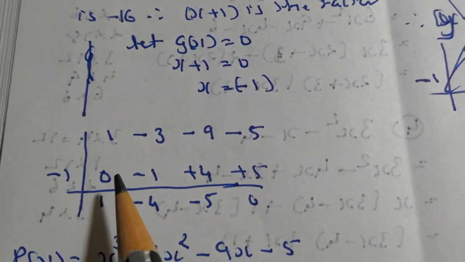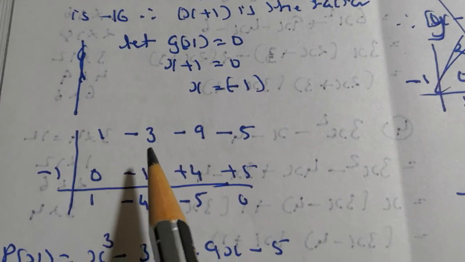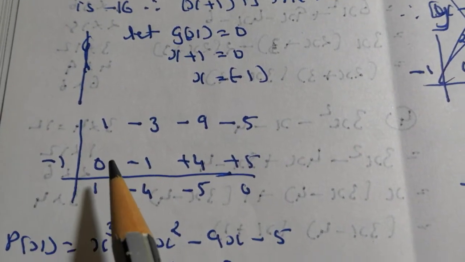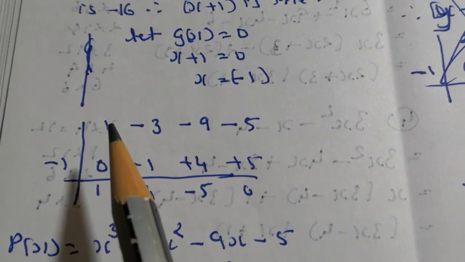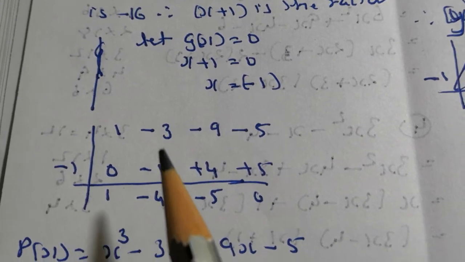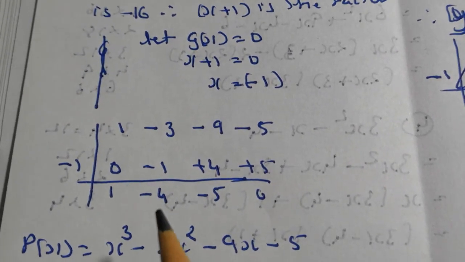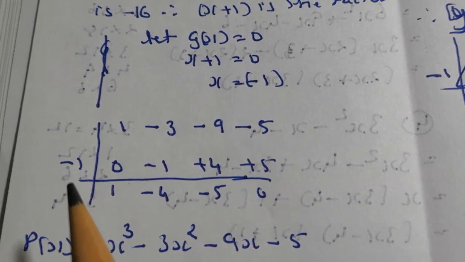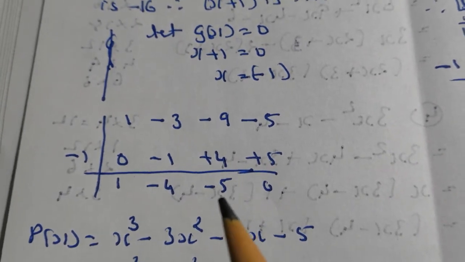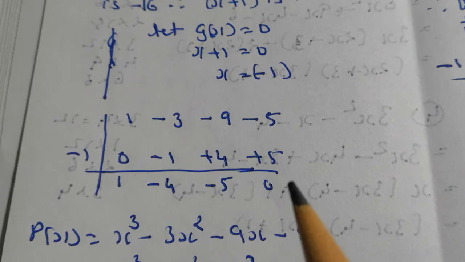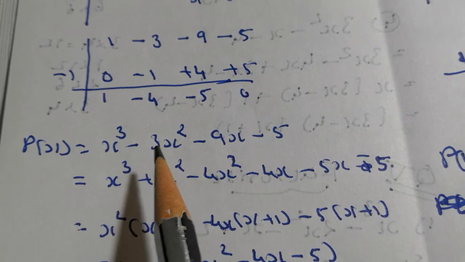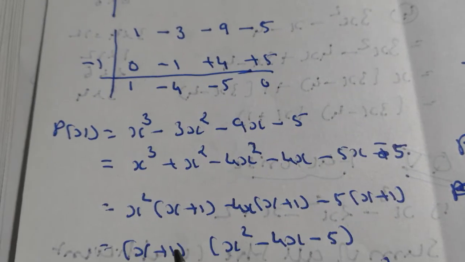Now I am writing the table, with all the coefficients of the given question: 1, minus 3, minus 9 and minus 5. x is equal to minus 1, which I am going to write over here. For the first number you place 0. 1 plus 0 is 1. 1 ones are 1. Minus 1 into 1 is minus 1. Minus 3 minus 1 is minus 4. Minus 4 multiplied by minus 1 is plus 4. So minus 9 plus 4 is minus 5. Minus 5 multiplied by minus 1 is equal to 5. Minus 5 plus 5 becomes 0.